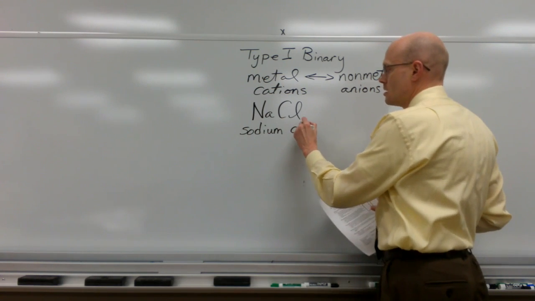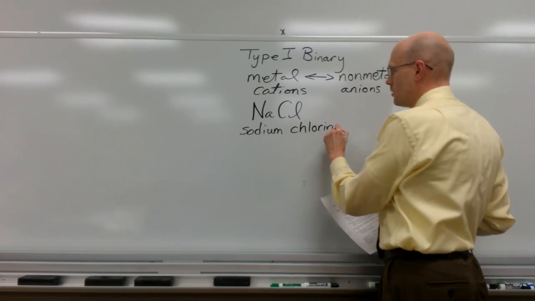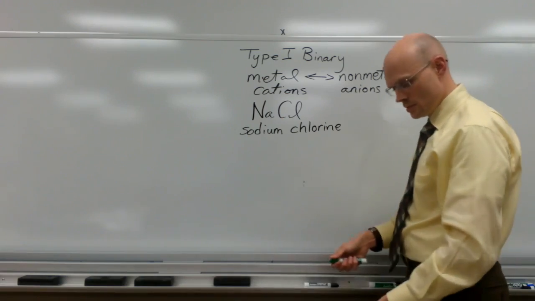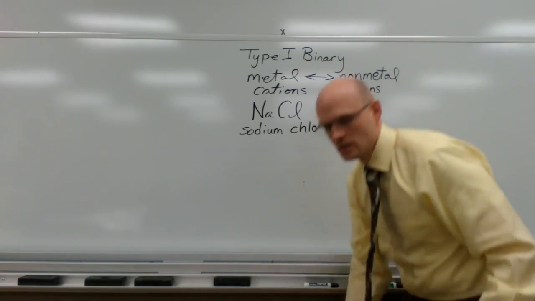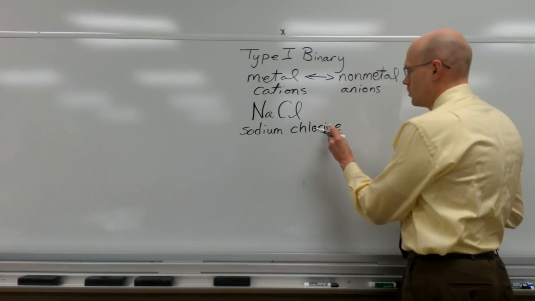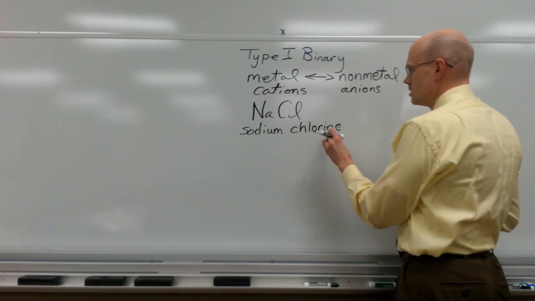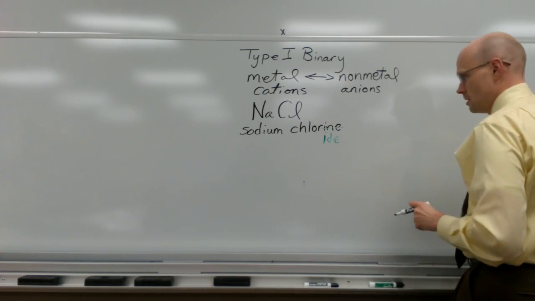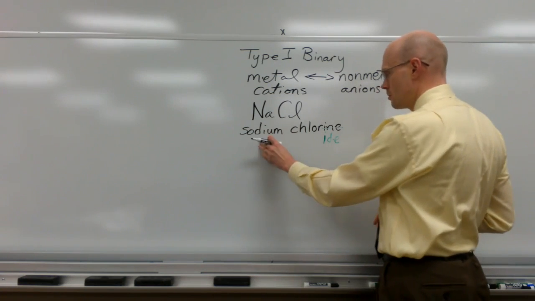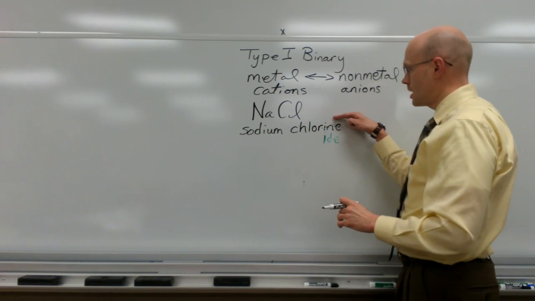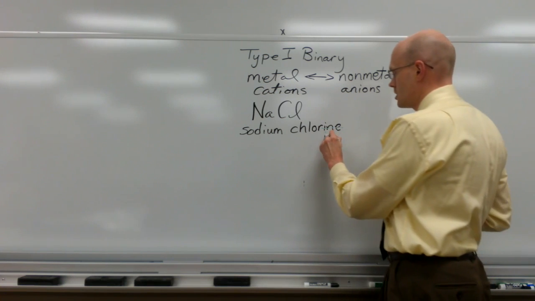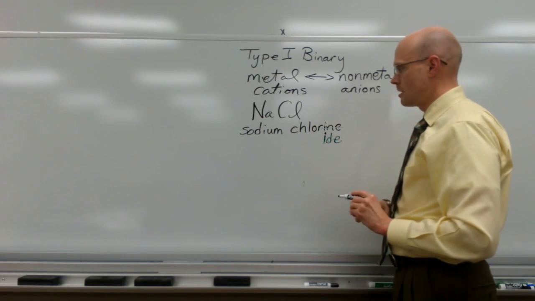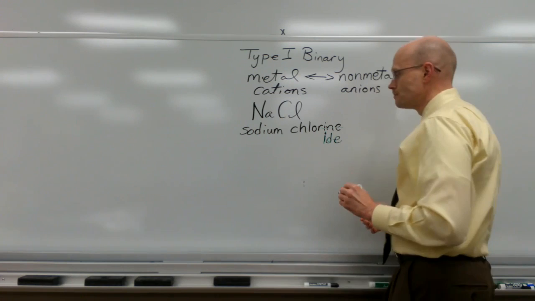And then we take the non-metal involved, here chlorine, and we alter the last syllable of its name. We change "ine" to "ide", to the IDE ending. So we call this compound sodium chloride. The chlorine becomes chloride. We change the INE, the last syllable, to IDE, sodium chloride. Okay? Let's try another one.